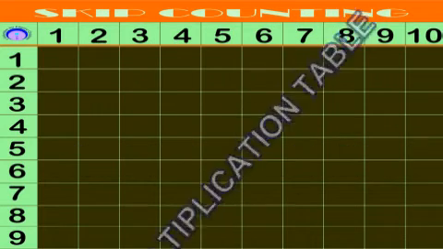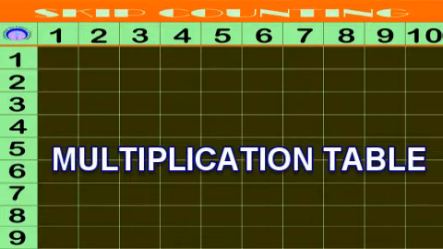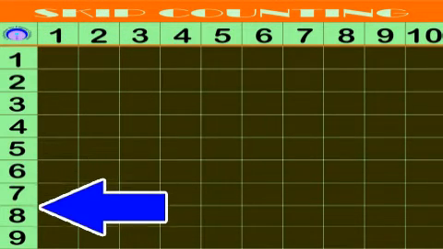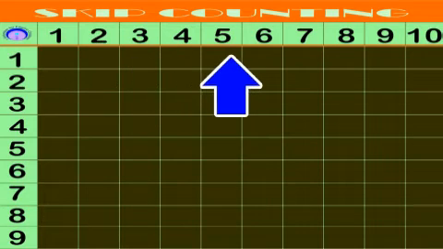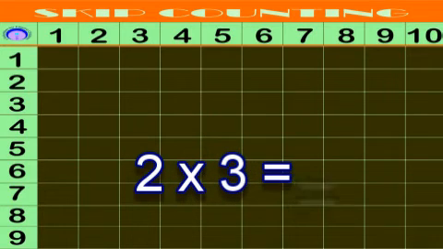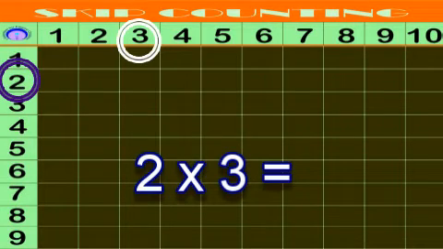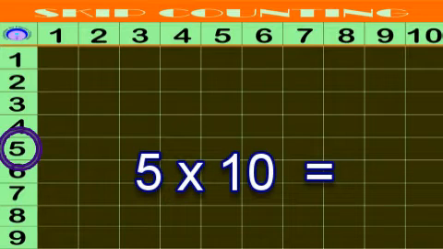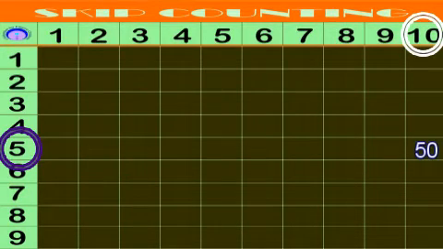This is how a multiplication table looks like. The number on the left represents the number of groups, while the number on top represents the number of items per group. From our previous example, 2 times 3, 2 represents the number of groups and 3 represents the number of items. Multiplying 2 times 3 is equal to 6. Another example is 5 times 10 is equal to 50.